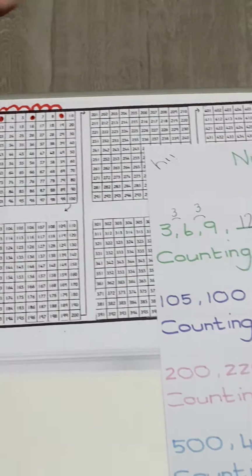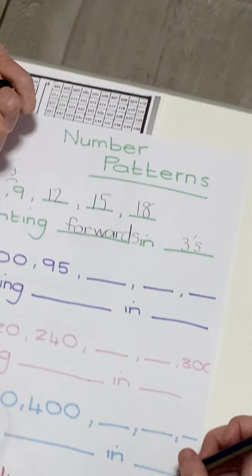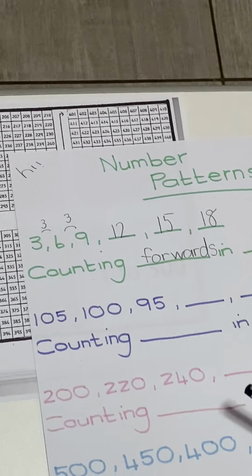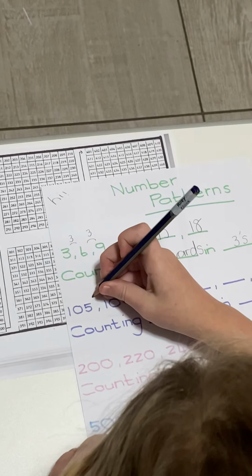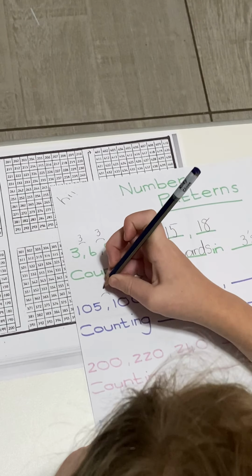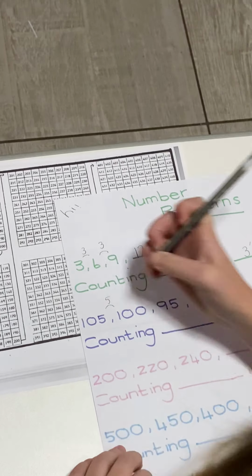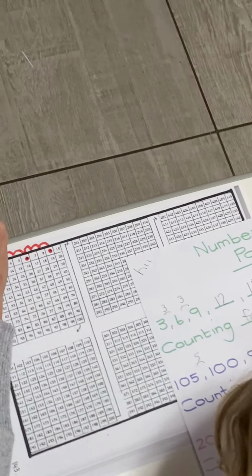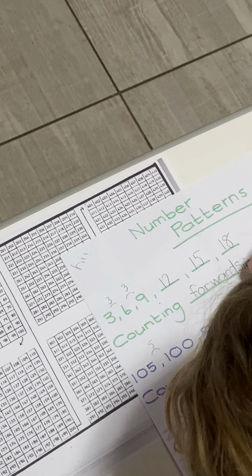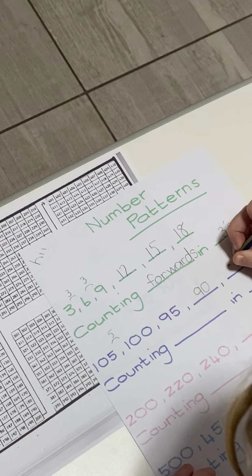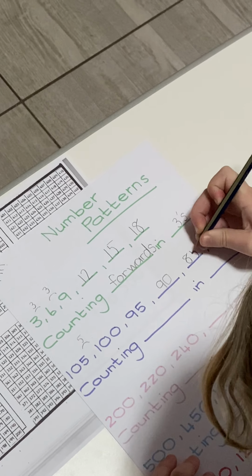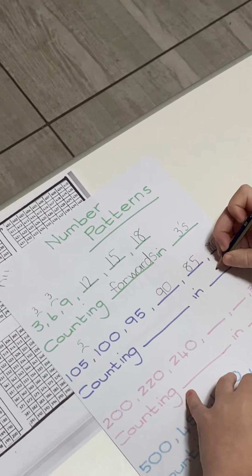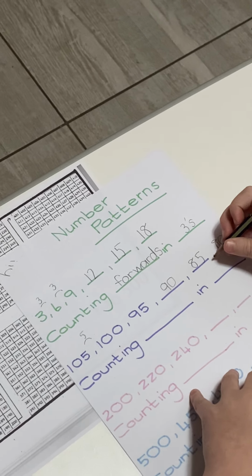Riley, okay, Emily, you can do the next one while we've got you here. So we've got 105, 100, 95. So what is the first step? Yes. What are we counting in? 5. In 5s. Good. Okay, try and finish the pattern for me. 90. Good. 85. Good. So now what are we counting? Are we counting forwards or backwards? And what are we counting in? We're counting in 5. In 5s. Okay, you can. And we're counting backwards.